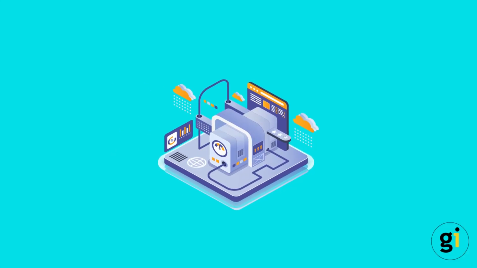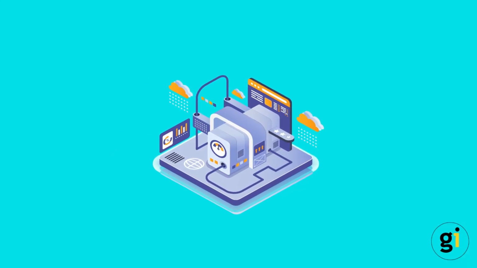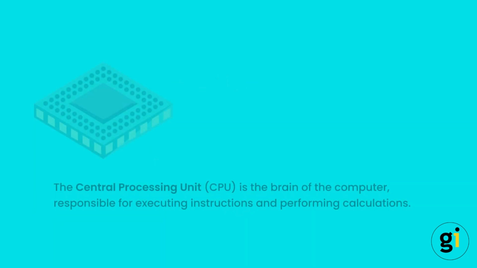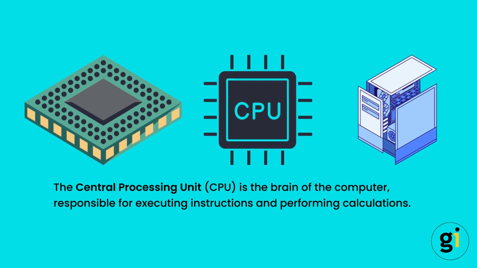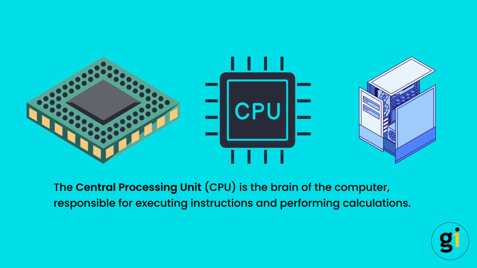Computer architecture refers to the structure and organization of a computer system. It involves understanding the different components that work together to process and store data. The central processing unit (CPU) is the brain of the computer, responsible for executing instructions and performing calculations. It consists of the control unit, arithmetic logic unit (ALU), and registers.